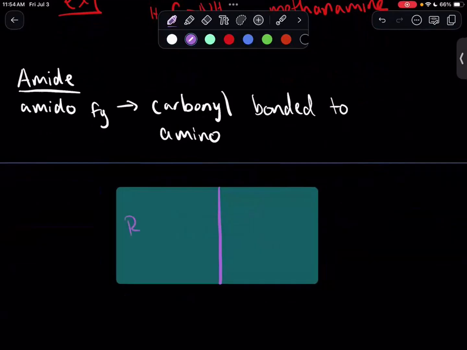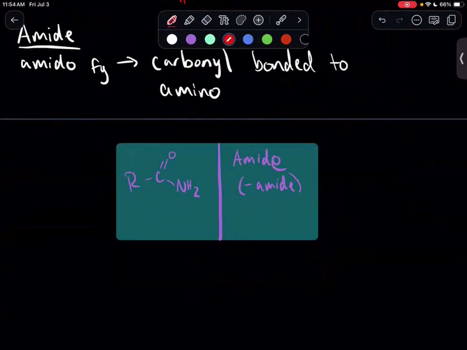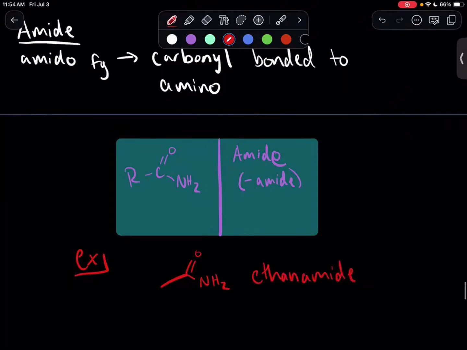We have R bonded to C, double bond O, single bond NH2. Very similar to our carboxylic acid, but with an amine. This is amido. Similarly, its suffix is pretty easy, amide. Or we can say it's an amide, suffix amide. For an example, instead of doing meth, let's do eth. So double bond O, single bond NH2. This is ethanamide with a D, amide.